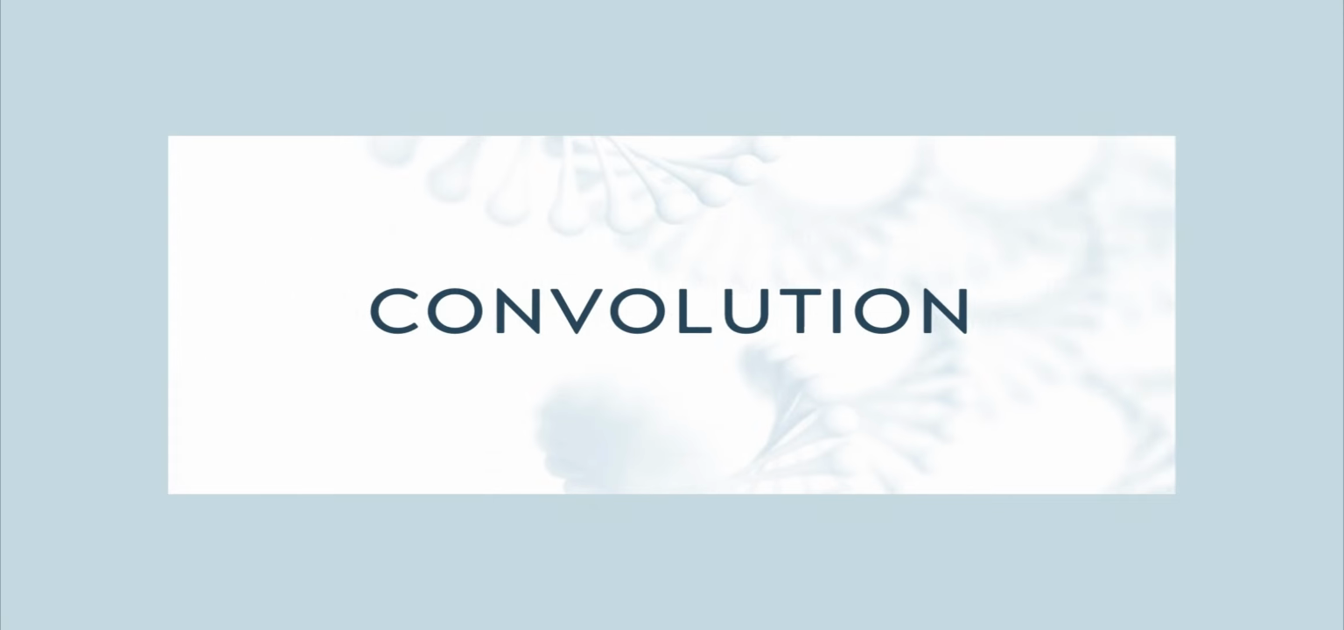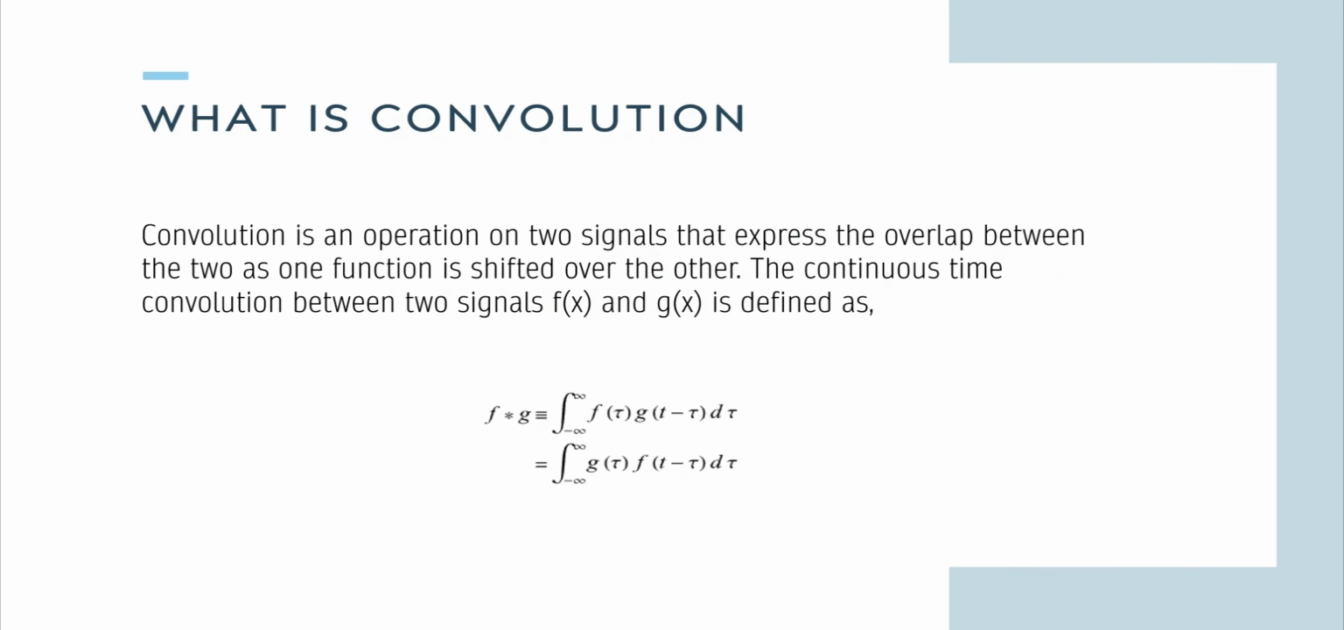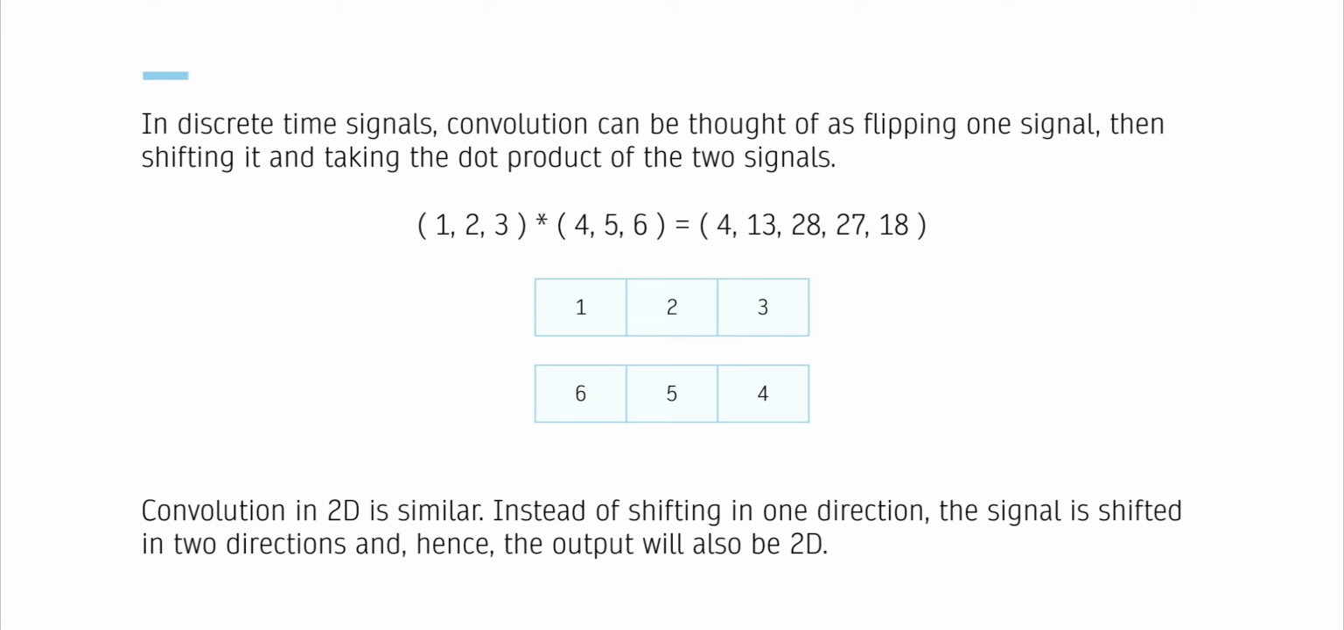Let's take a look at what is convolution. Convolution is an operation on two signals that expresses the overlap between the two. The continuous time convolution between two signals f(x) and g(x) is defined as such. In discrete time signals, convolution can be thought of as flipping one signal and then shifting it and taking the dot product of the two signals, which is just multiplying the corresponding signals and adding each one.